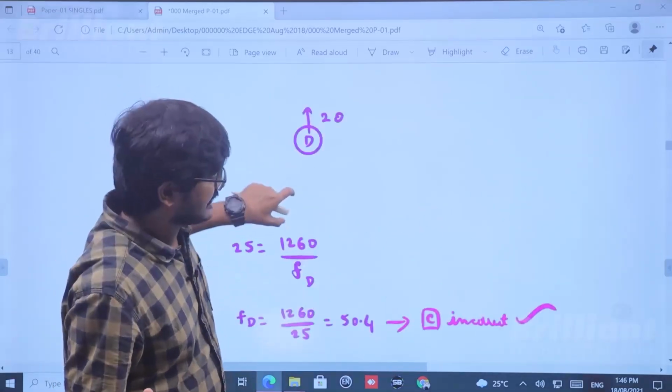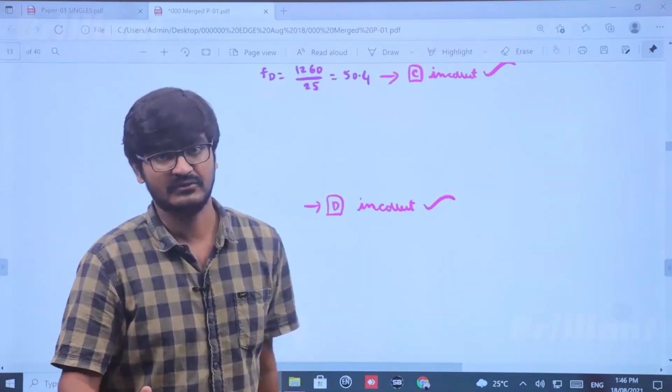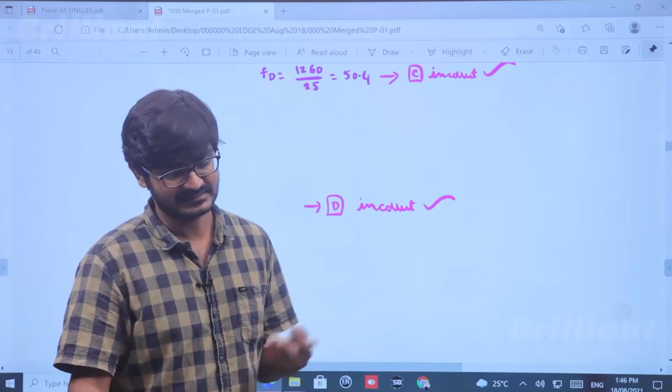And the last one is kind of a theory question, right? Maybe you can refer to your notes, or you can Google. You will be getting animations and stuff.